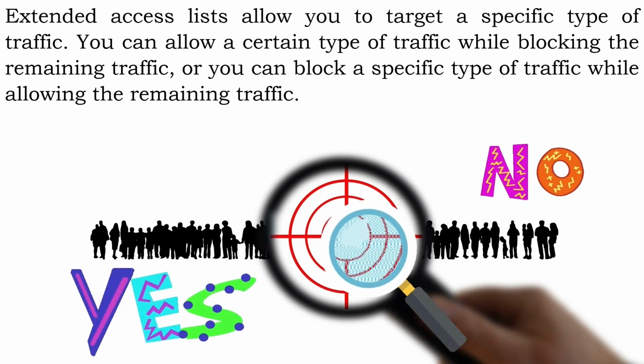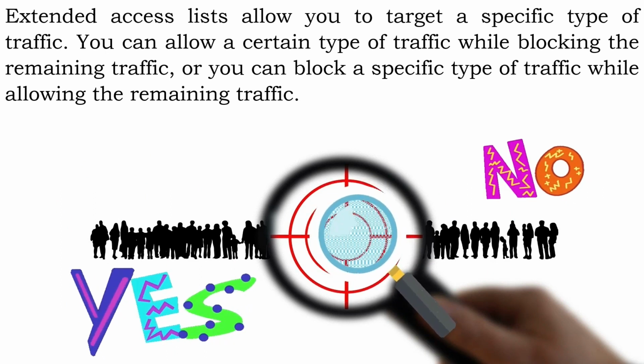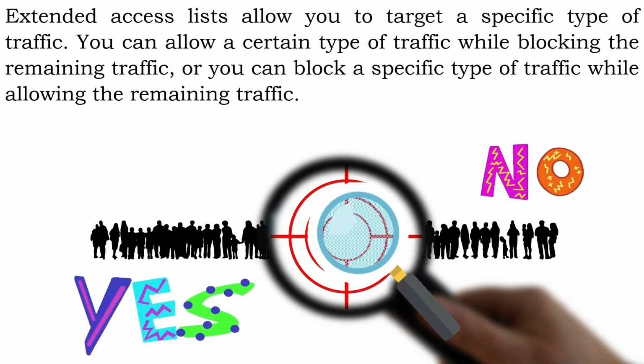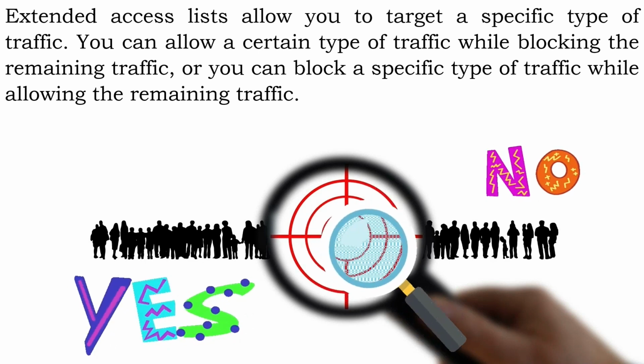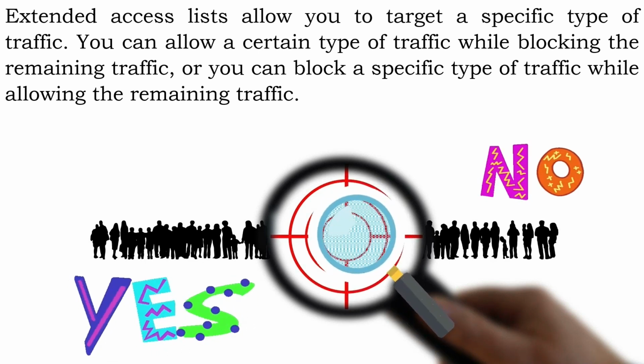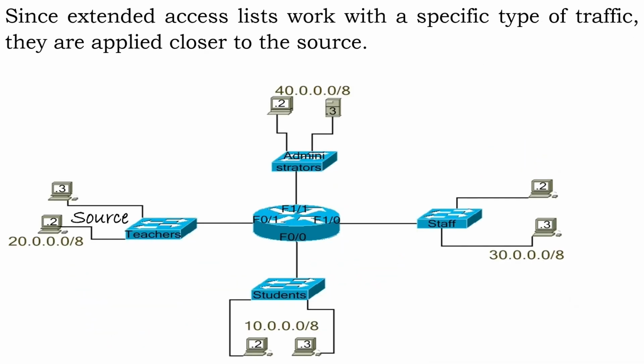Extended access lists allow you to target a specific type of traffic. You can allow a certain type of traffic while blocking the remaining traffic, or you can block a specific type of traffic while allowing the remaining traffic. Since extended access lists work with a specific type of traffic, they are applied closer to the source.